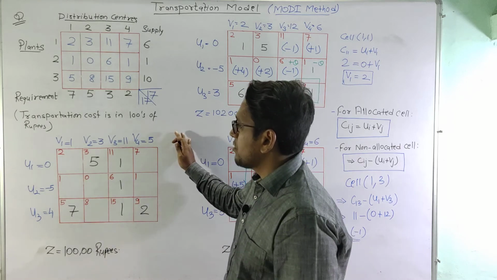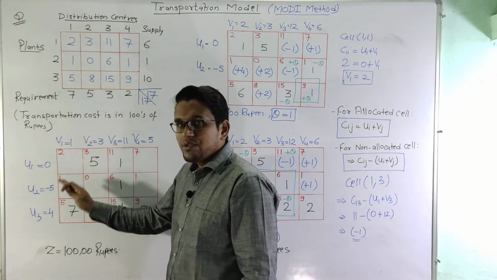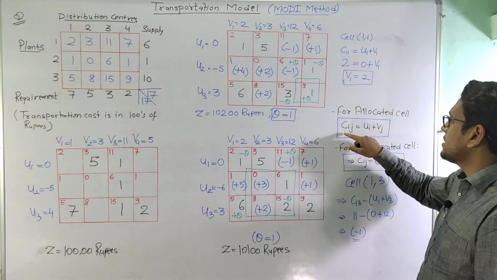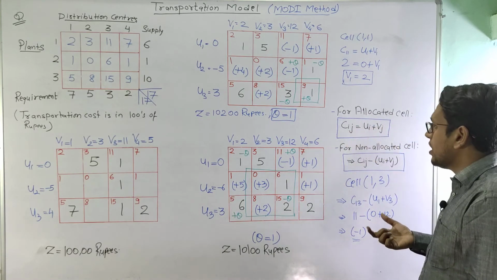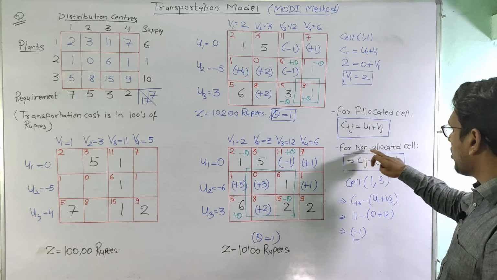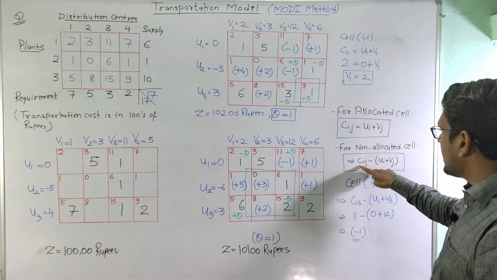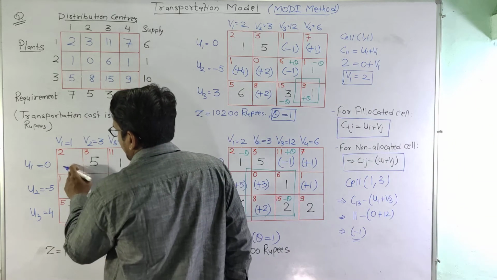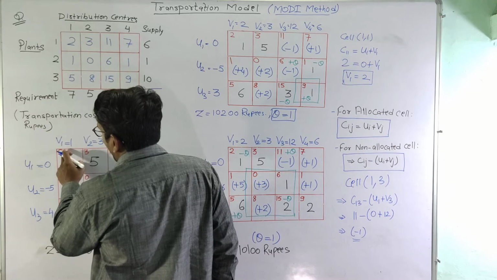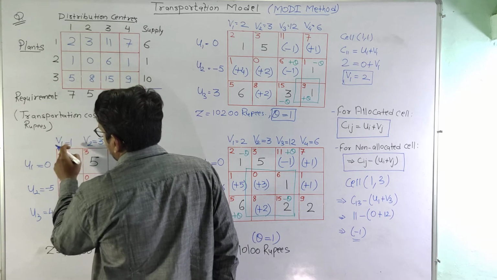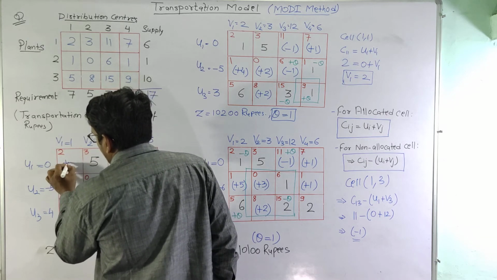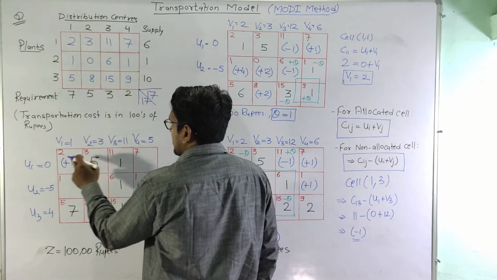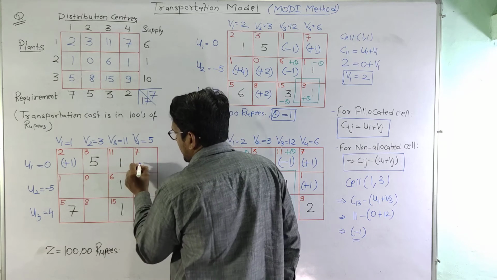Now again we have calculated the values of u's and v's with the help of this. For an allocated cell, Cij is equal to ui plus vj. Now we need to calculate the values at non-allocated cells, which is Cij minus of ui plus vj. So for the first cell, Cij 2 minus of 0 plus 1, that means 2 minus 1 is plus 1. Similarly here 7 minus of 0 plus 5, that means 7 minus 5 is plus 2.